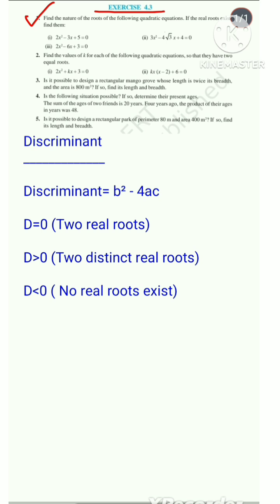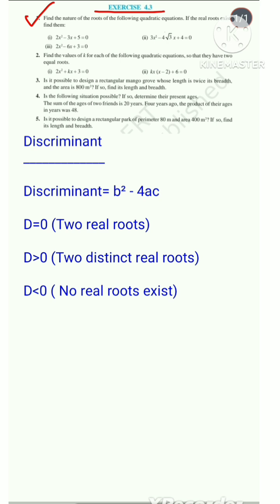Okay students, here we need to find the nature of roots, right? Nature of roots simply means the types of values of the variable that we obtain after solving the quadratic equation. Here we can use the discriminant formula for finding the nature of roots. But what is the discriminant? I have already told you about this in the previous video, right?